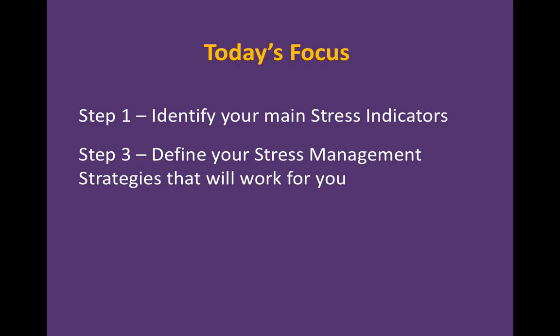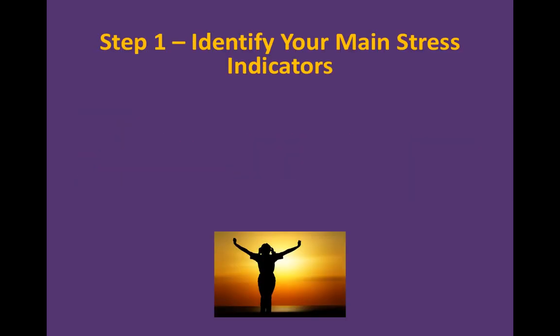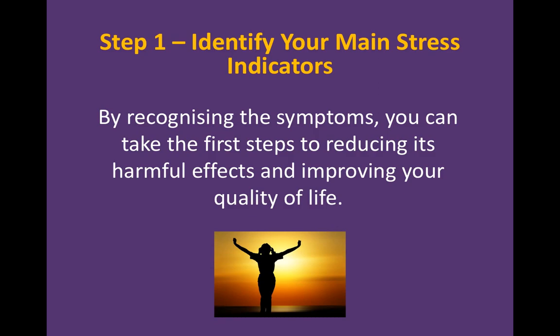So guys, those 5 areas are covered in depth in our emotional intelligence program, but what we're going to share with you today is 2 steps in that process, and that is how you can identify your main stress indicators and how you can put strategies into place to help manage those issues when they arise. So looking at identifying your own stress indicators, it's simply by recognizing the symptoms, you can take the first steps to reducing its harmful effects on your performance and your quality of life.